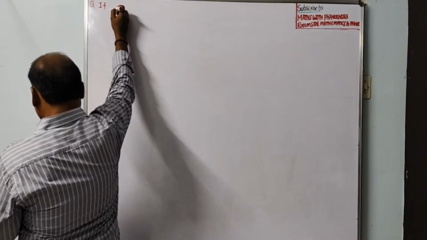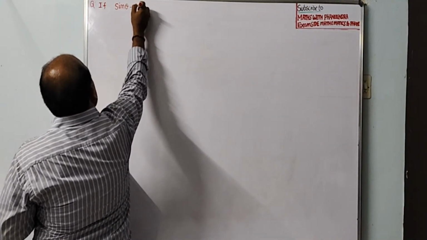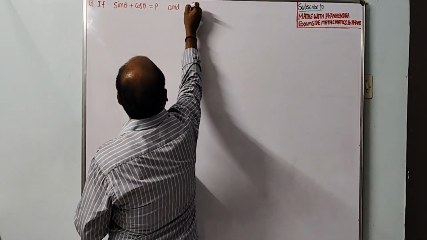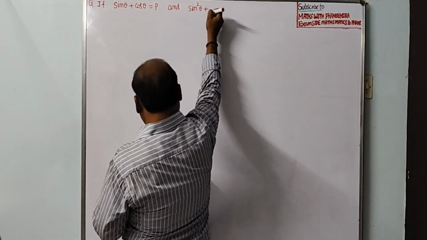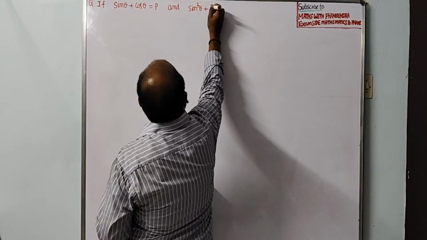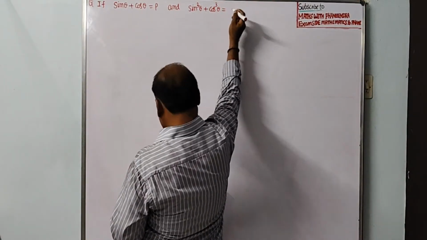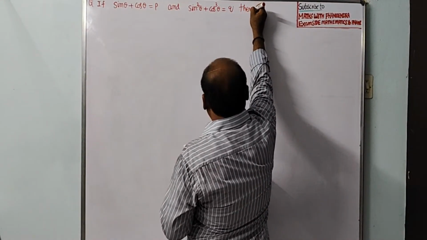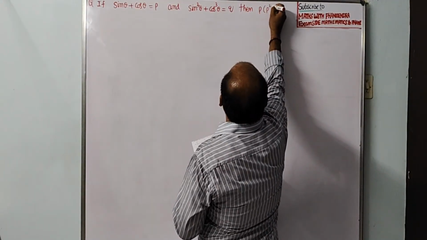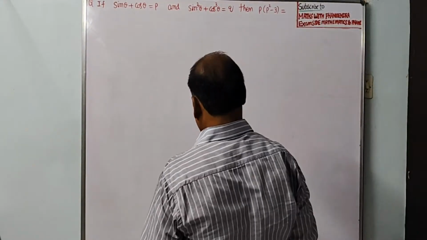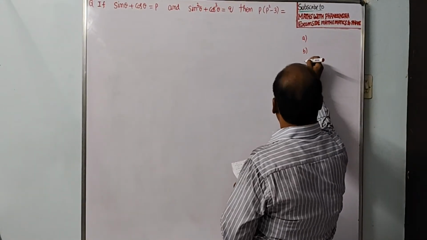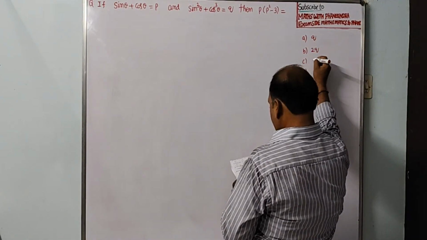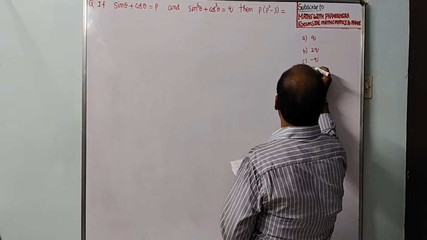If sin theta plus cos theta equal to p and sin cube theta plus cos cube theta is equal to q, then p into p square minus 3 is equal to, so options are provided: q, 2q, minus q, minus 2q.